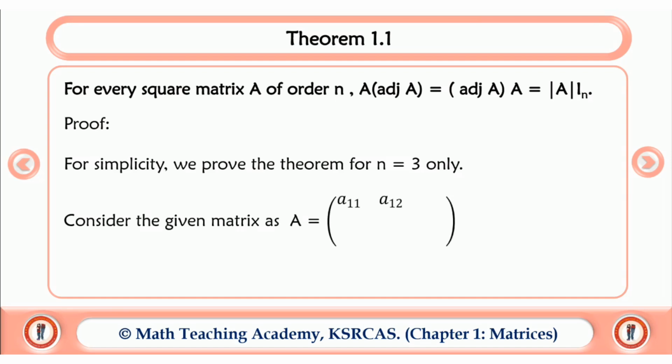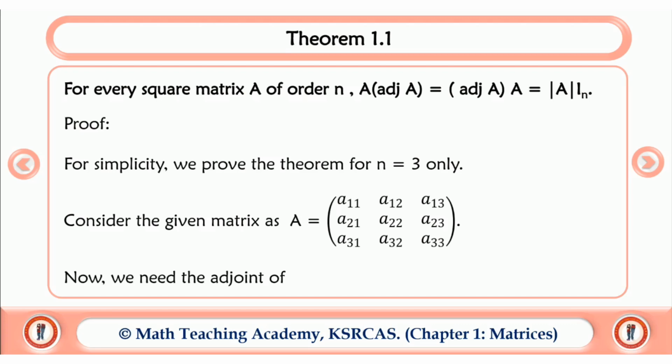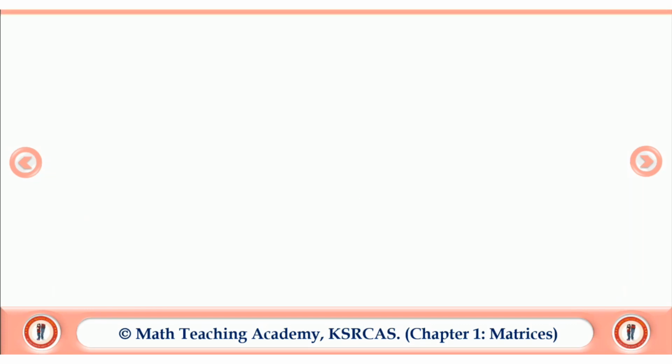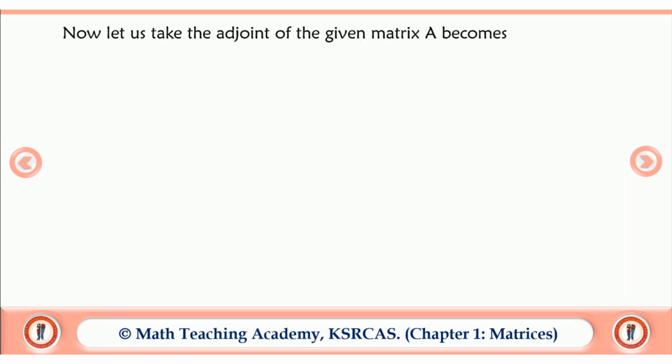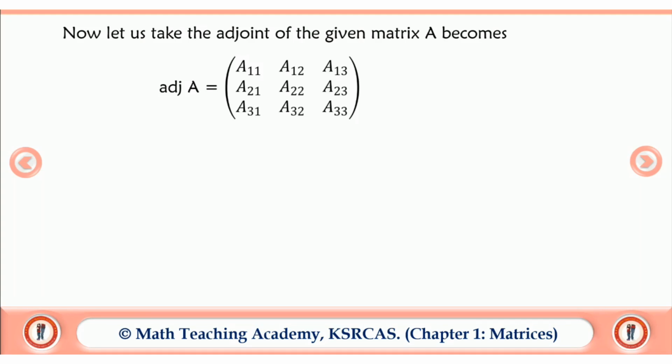Consider the given matrix A equal to A11, A12, A13, A21, A22, A23, A31, A32, A33. This is a given matrix of order 3 by 3. Now we need the adjoint of the matrix A. Now let us take the adjoint of the given matrix A as adjoint of A equal to capital A11, capital A12, capital A13, capital A21, capital A22, capital A23, capital A31, capital A32, capital A33, be the adjoint of the given matrix A.